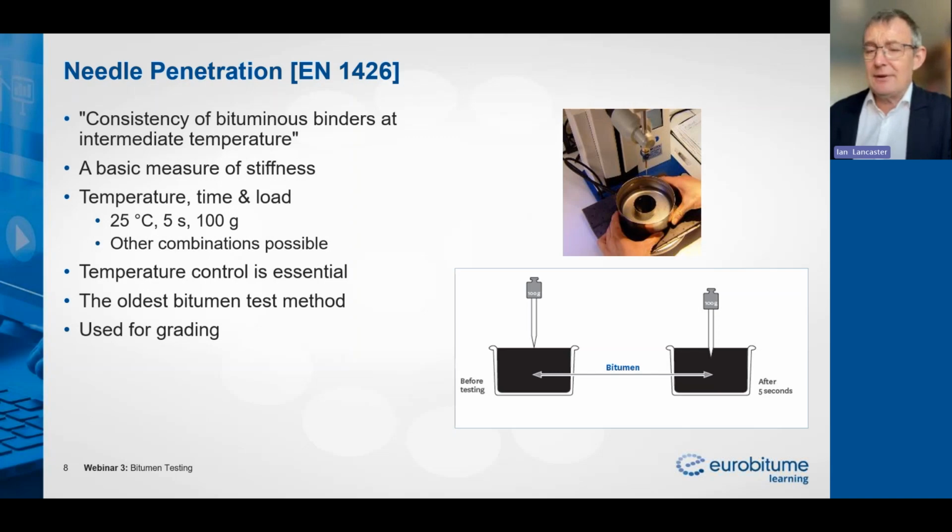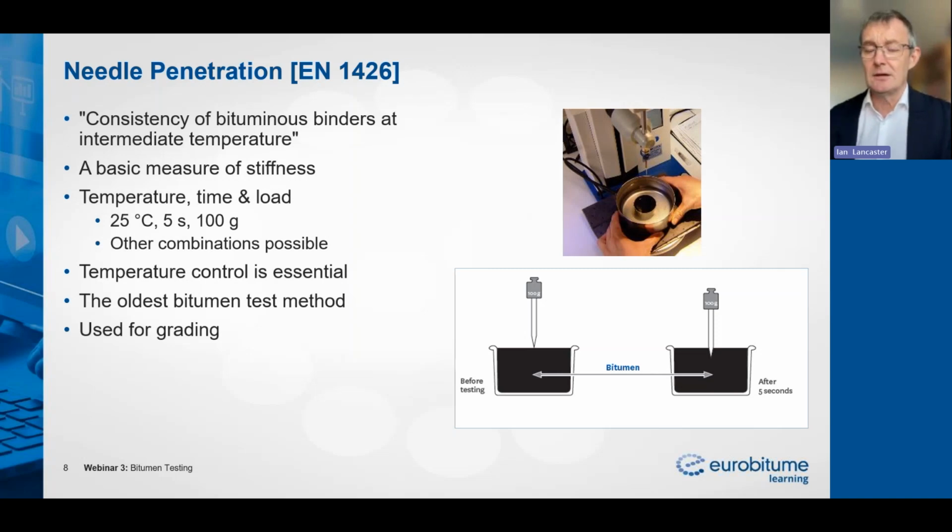We carry out the penetration test by bringing a standard needle just to the surface of the bituminous binder. We allow it to rest on the surface. We control the temperature of the bitumen very, very accurately to 25 degrees. We place a load of 100 grams on that needle, and then we allow it to free fall for 5 seconds. The depth of penetration that needle makes under those very precisely prescribed conditions of 25 degrees, 100-gram load, and a fall time of 5 seconds gives us the penetration number of the binder. And it's measured in tenths of a millimeter.